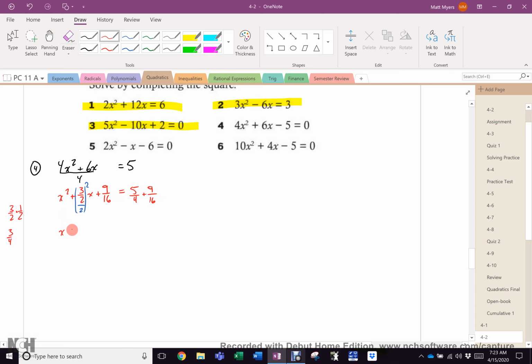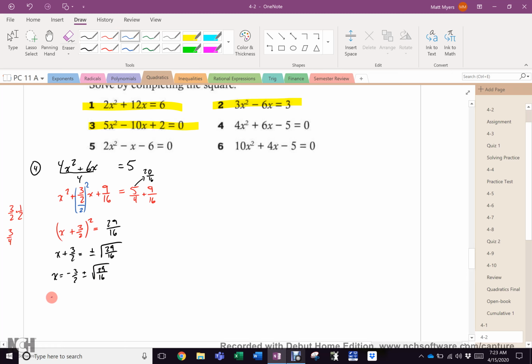So now I've got x plus 3/2 squared equals, now this is, of course, 20/16. So that equals 29/16. Square root both sides. X plus 3/2 equals plus or minus the square root of 29/16. So x equals -3/2 plus or minus the root of 29/16. Now there is an answer. It's not the best answer, of course. We'd like to simplify it.